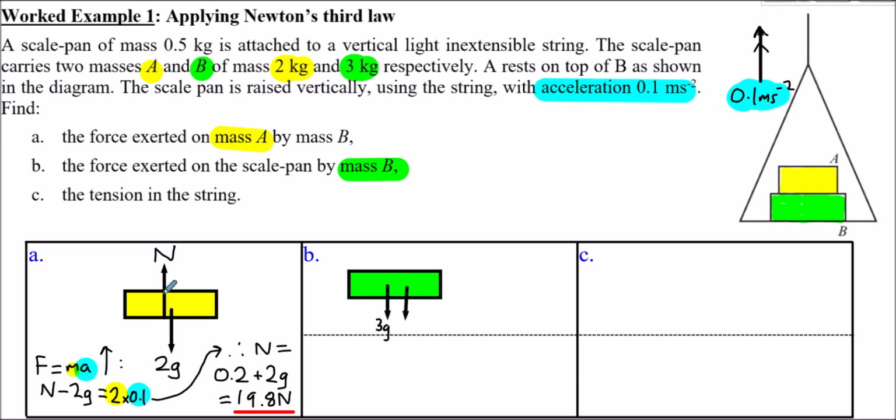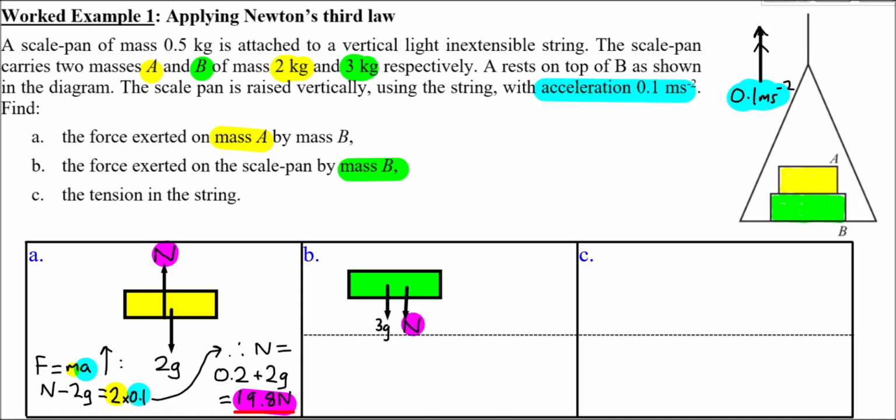But again, we have the equal and opposite force that mass B was exerting on A. Now mass A is exerting the same equal and opposite force on mass B. So whereas on A, N was going up, because it's going to be equal and opposite, on B, the force A is exerting on B will be N going down. Of course, now luckily, we know what N is. So N is 19.8 newtons.